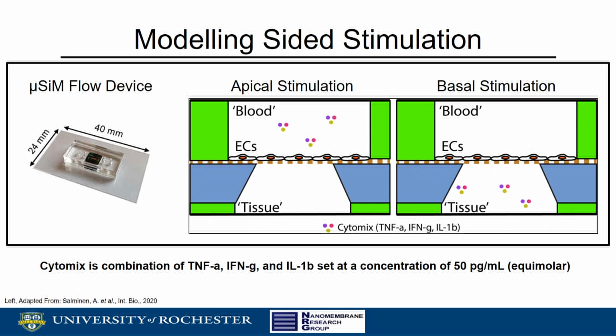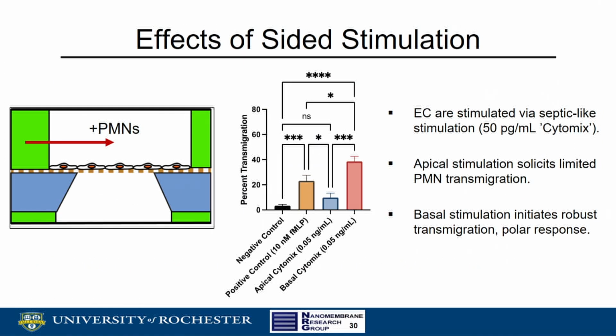Okay, so just to be quick, we did want to do a quick showcase of what the model is capable of. Remember, we're studying sepsis, and with a validated model, we decided to see if we could generate relevant statistics on a septic-like condition. So we took an equimolar combination of TNF-alpha, IFN gamma, and IL-1 beta set to 50 picogram per mil, which is derived from sepsis literature, and then stimulated devices either on the blood side or on the tissue side to mimic circulating inflammation and tissue-sided inflammation respectively, just to get a baseline comparison and see if there was a differential neutrophil response. And this is essentially what we found.